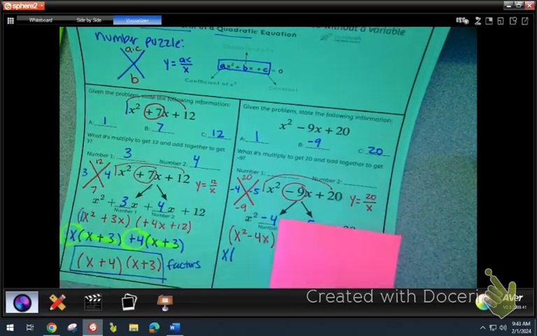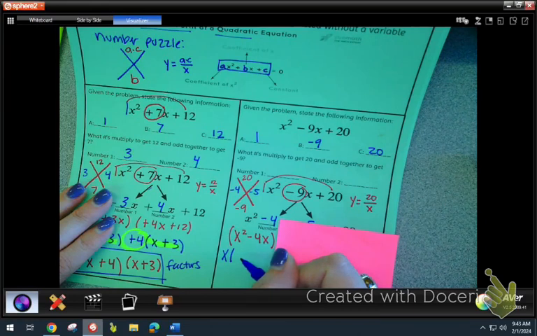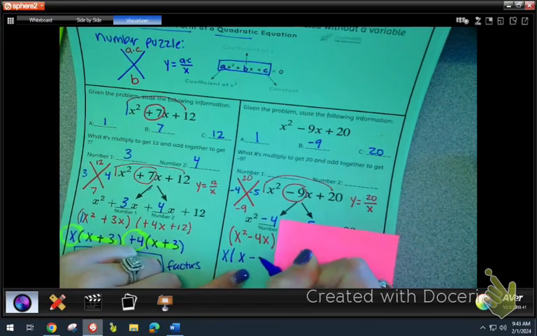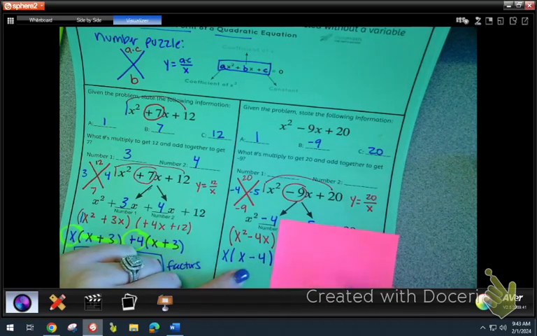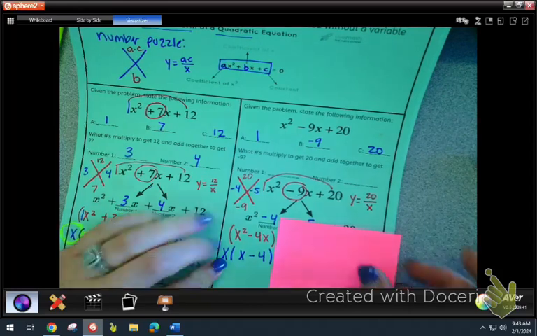Cruz, what's left inside when I take out the x? Well, what's the first thing? X minus 4, like you said. But you have to have the x in front of it. Okay? Because you're dividing that out.